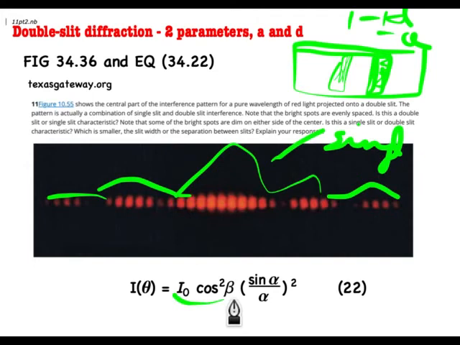Now you recognize this part, that's like two-slit interference with thin slits. But you recognize this part, that's like the diffraction pattern for a single wide slit. So you have this combination of both aspects, single slit diffraction and double slit diffraction, single slit interference and double slit interference.